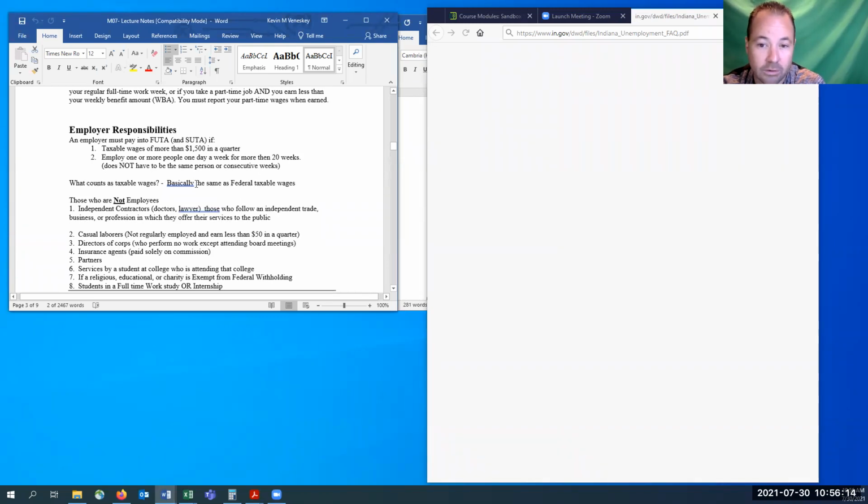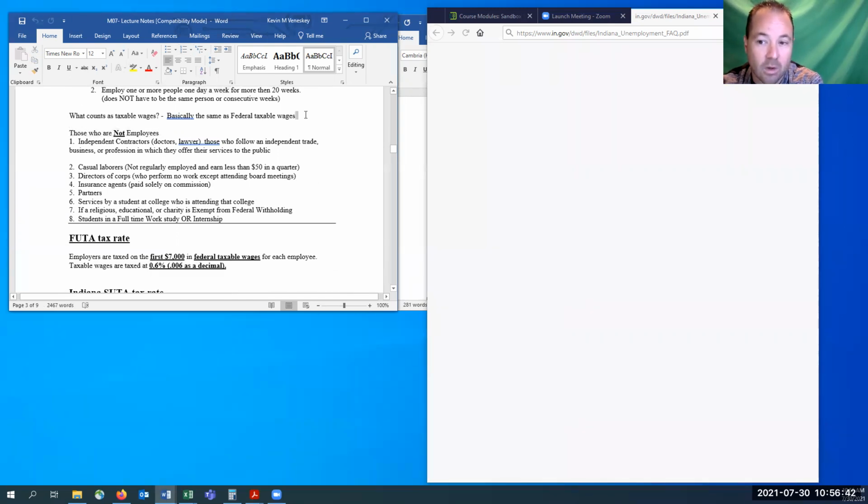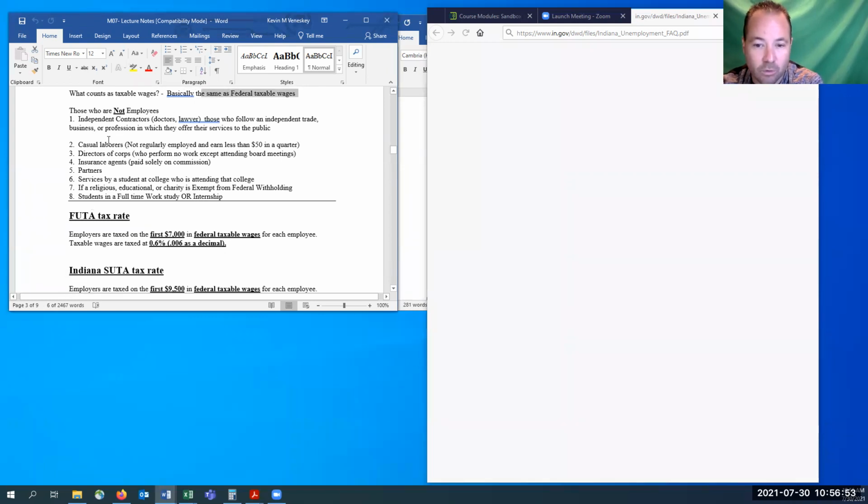All right, so what do employers have to do? The employer has to pay into FUTA if they have more than $1,500 in wages for the year, and they employ one or more people at least 1 day a week for more than 20 weeks. They're going to then qualify to have to pay into FUTA. So basically, as I had stated before, we're going to be using the federal taxable wages as our wage base. So just make sure we're using that, not gross wages. Same typical rules here about who's not an employee. So your independent contractors are not employees, just by general rule. They're their own bosses.